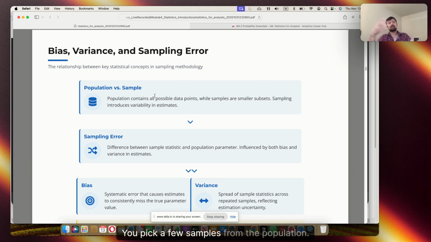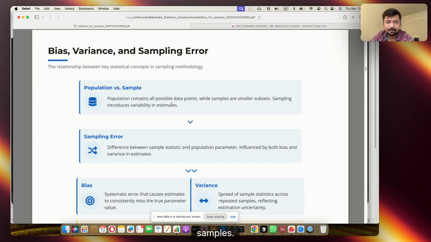You pick a few samples from the population, you take observations from those selected instances, selected individuals, and then you extrapolate it to the entire population. Okay, so this is the difference. Population is all possible data points, while a sample is a smaller subset. Sampling introduces variability in the estimates.